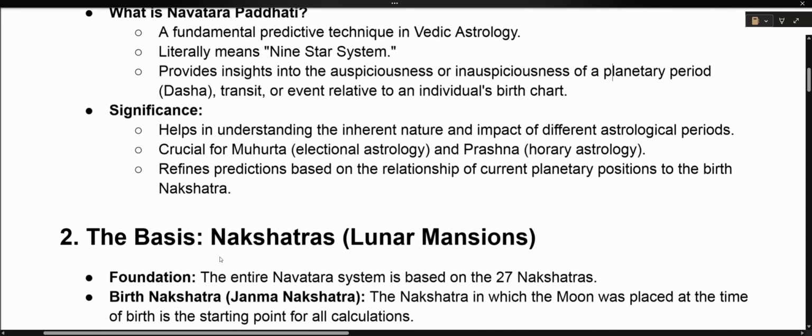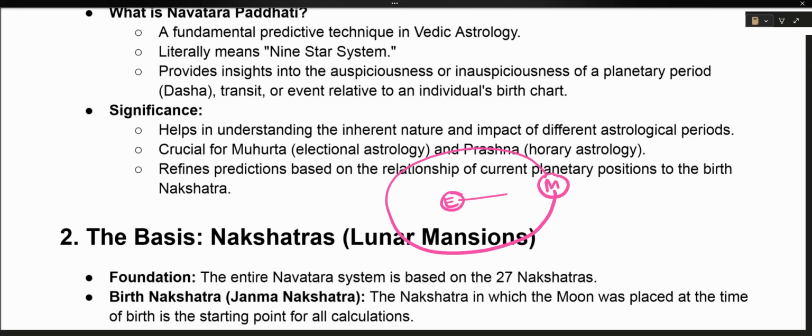So what is the significance? Let us first understand the significance. It helps in understanding the inherent nature and impact of different astrological periods. First of all, let me explain a basic concept. Suppose we have Earth here, denoted by E. Suppose we have the Moon here. The Moon is revolving around the Earth like this.